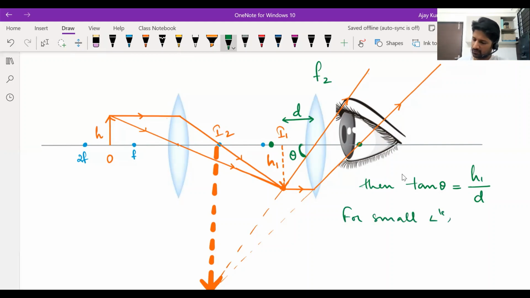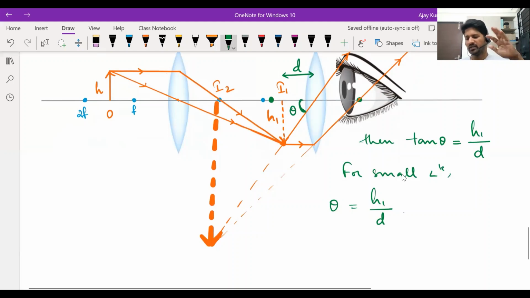tan theta is nearly equal to theta. You can write theta itself is h1 divided by small d. Small d is the object distance finally. But h1 is the height of image formed by the first lens. We have no idea of h1. We don't know how much it is. Small h we know. That's the height of the object.